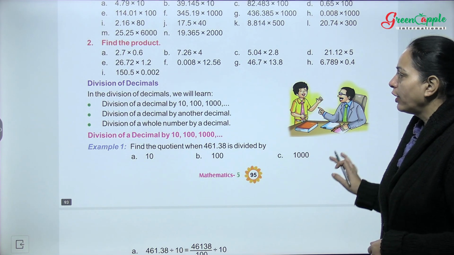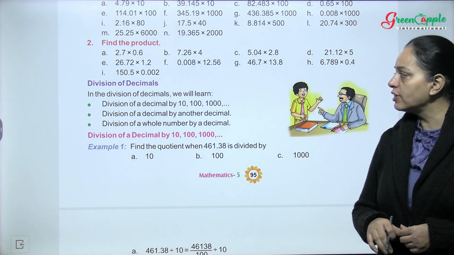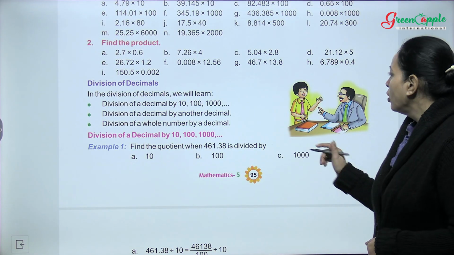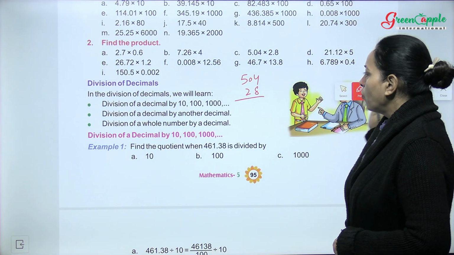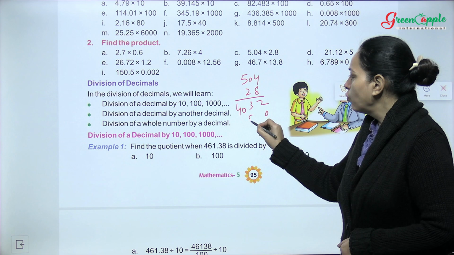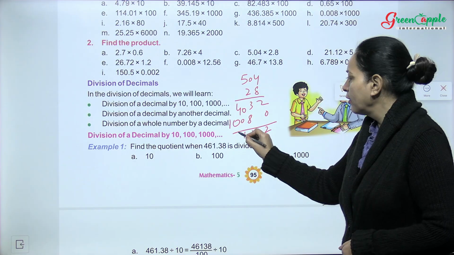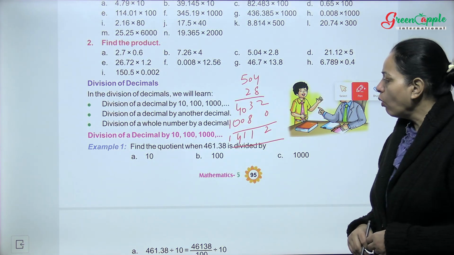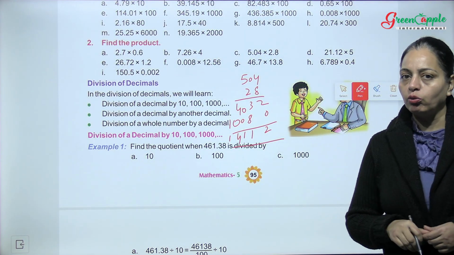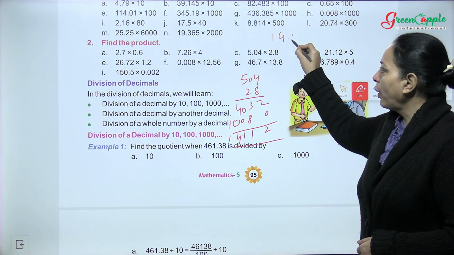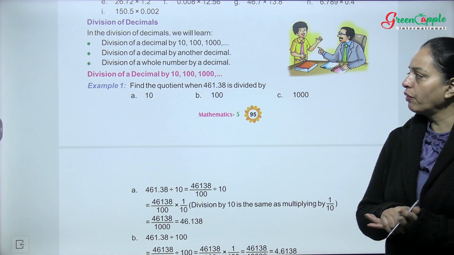Now question number 2, find the product. So this one simple, what to do, C part, like 5.04 multiplied by 2.8. तो आपने क्या करना है, 504 और 28 को मल्टीप्लाई कर दो. What will you get? You will get 2 4s are 8, 0, 2 5s are 10. So you will get this one. Okay, so now decimal point where to put? Here 2 digits and here 1, total 3. So answer is 14.112. Okay, so very simple. Try the remaining questions.